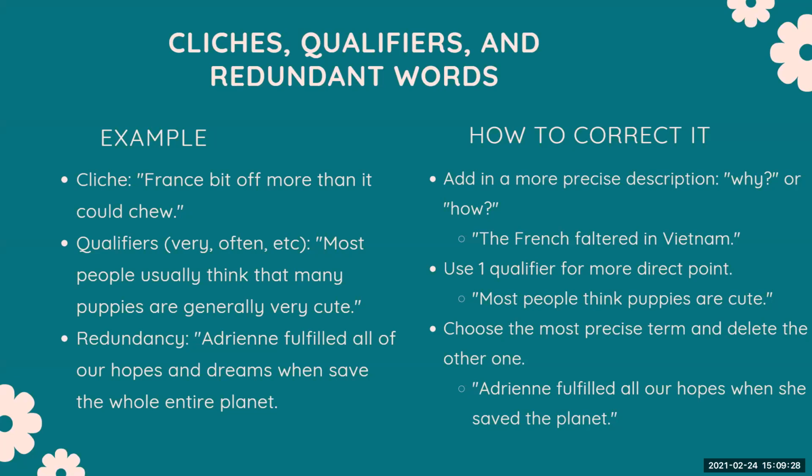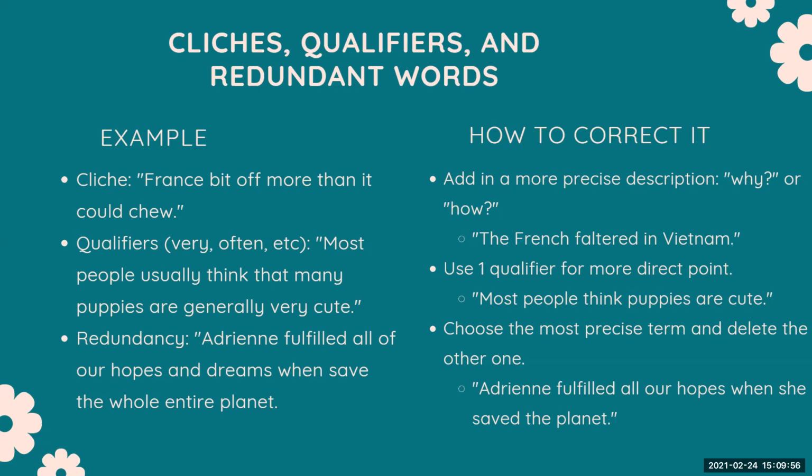So a cliche often refers to a phrase that is overly used. A lot of people say that there's a lot of truth in cliches, and while that is true, it becomes a little boring and redundant to read. So an example of a cliche is "France bit off more than it could chew." The phrase "more than it could chew" is a sample of a cliche.